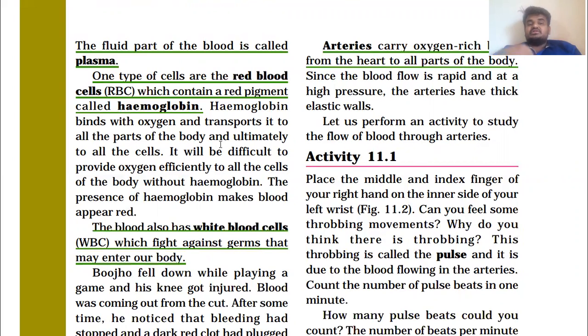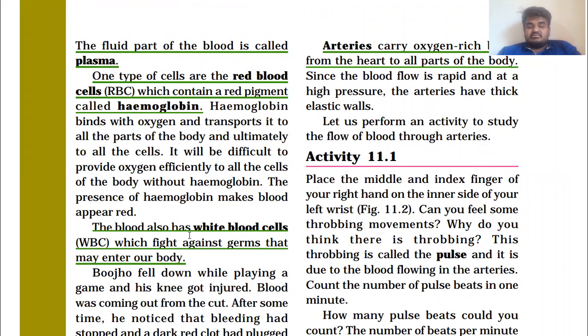So there must be some solid particles also in the blood. What are the particles? First one is red blood cells. One type of cells are the red blood cells, which contain a red pigment called hemoglobin. You may have heard this hemoglobin many times. If somebody has a blood report, then this hemoglobin must be there in the blood report. Apart from these, red blood cells will be there and white blood cells will be there. So what are white blood cells?